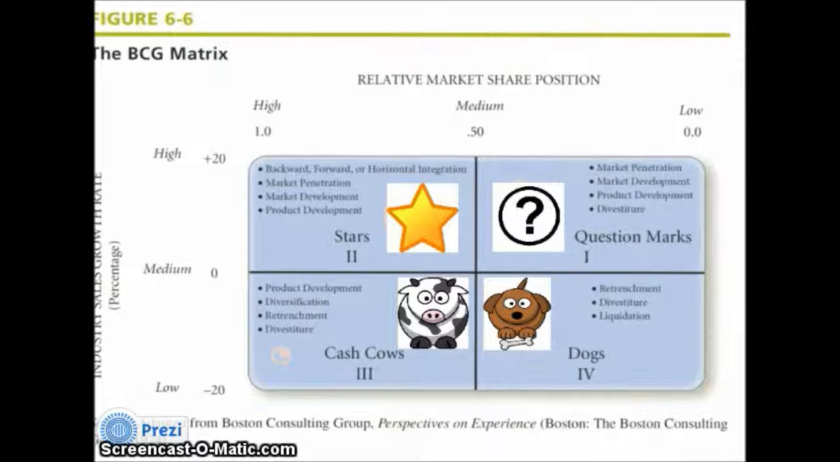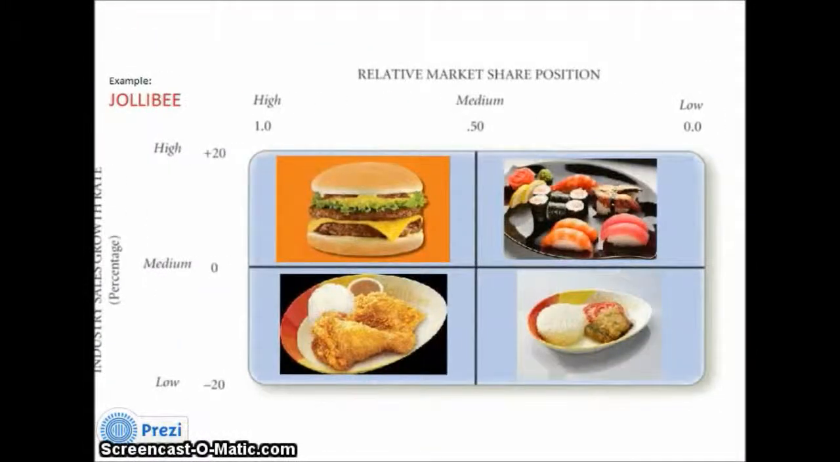The BCG matrix focuses on two variables. These are the relative market share position, which is the x-axis, and the industry growth rate, which is the y-axis. The matrix contains four quadrants. These are the question marks, the stars, the cash cows, and the dogs. To further understand this figure, let us analyze the products of Jollibee fast food chain using the BCG matrix.